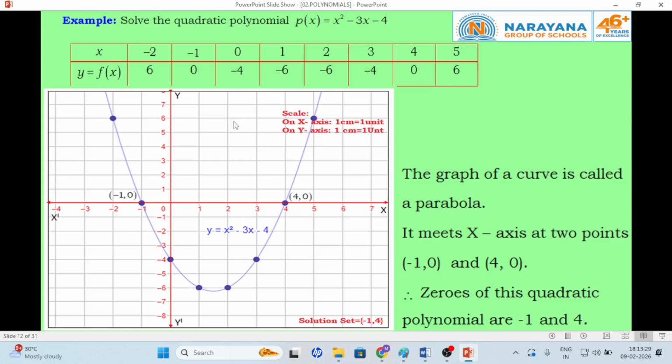So children, observe this graph. Based on this graph, we have 4 more questions. Generally, how many zeros are there? 2. What is the shape of the graph? Parabola. What is the name of the graph?